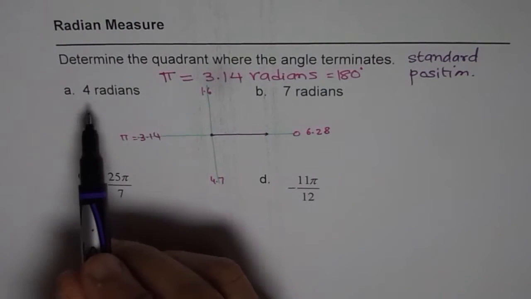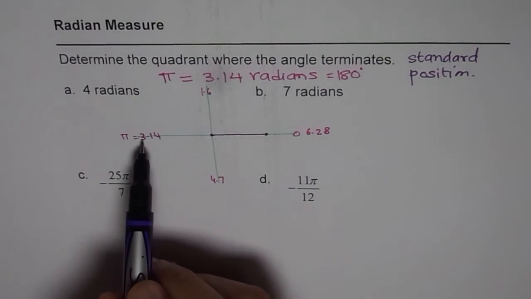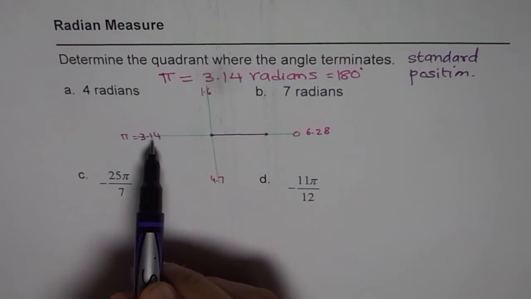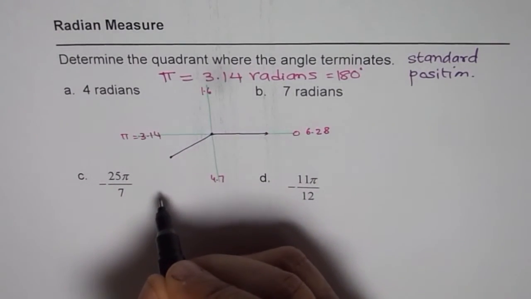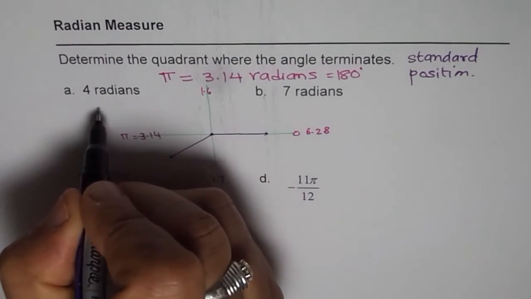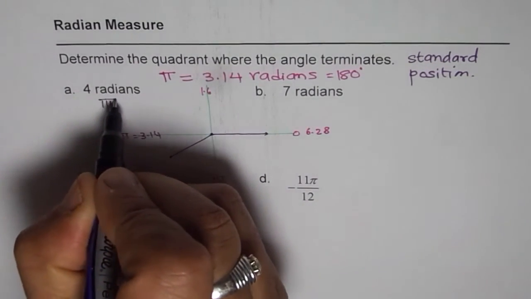Now let's take the case of 4 radians. Now 4 radians is slightly more than 3.14 but less than this value. So we are expecting that to terminate here. So we say this is terminating in quadrant 3. Do you understand?